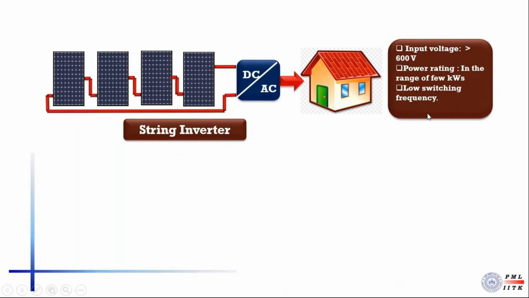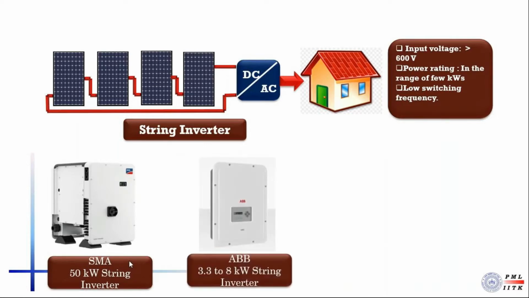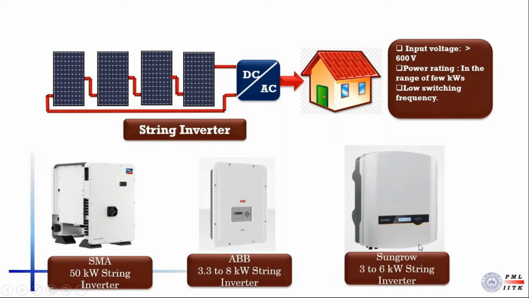Now let's see some of the commercial companies which manufacture these string inverters. First we have this company called SMA, which produces string inverters with a power rating of 50 kilowatt. Then we have ABB, which produces inverters up to 8 kilowatt power rating. Then again we have Sungrow, which produces up to 6 kilowatt.